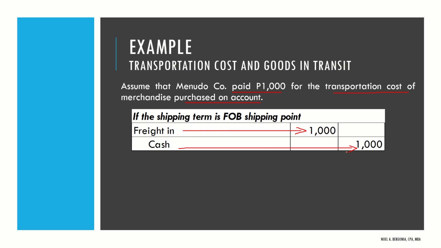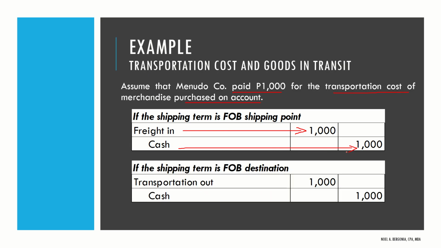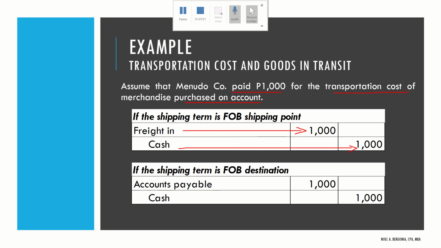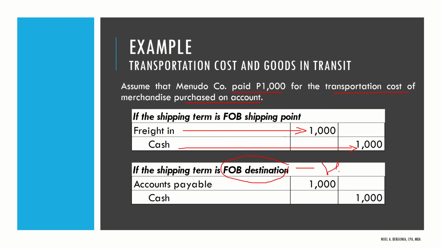Pero paano kung yung term ay FOB destination? Okay? FOB destination. Okay? Tapos, okay? Then let's say for example, we have FOB destination. Okay? So FOB destination po tayo. Tapos, sino dapat yung magbayad ng freight pag FOB destination? Hindi po ba si seller? Pero sino ang nagbayad dito? We, the buyer, Menudo. So, ano nangyari, di ba?